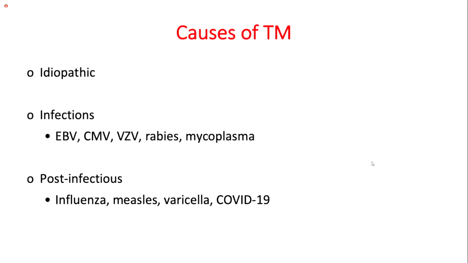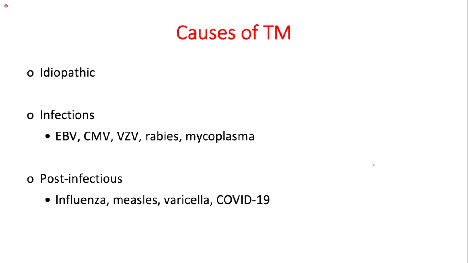Then there are post-infectious causes, meaning you get the infection and the transverse myelitis comes several days or weeks later. So the infection has come and gone, but it is the body's immune system that responded to the infection that causes the transverse myelitis. Some of these infections that evoke a post-infection immune transverse myelitis, I have listed there, like influenza, measles, varicella, and your beloved COVID-19.